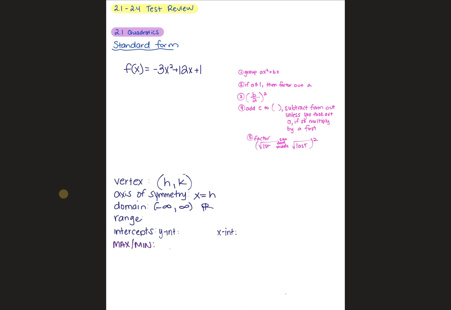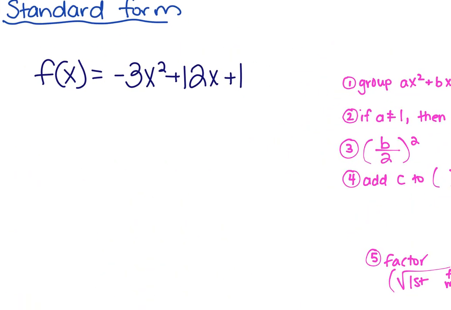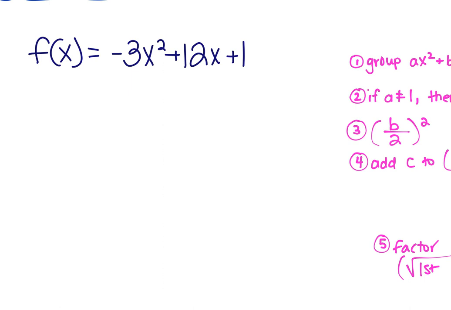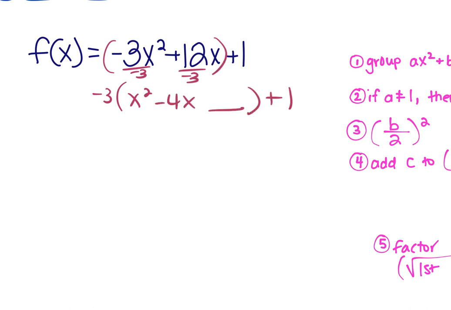I tried to give you one in your review that was yucky numbers, so you get a little bit more accustomed to it. For time purposes, this one goes in evenly, but the one on your PDF does not, okay? So remember that if there is a number on the front, you have to take it out. I'm going to first group these together. I'm going to take out that -3. The -3 is coming off of both of these terms. So x squared minus 4x, I'm going to leave this space because I'm going to fill it in, plus 1. Again, the one on your review has a fraction. So does the one on your test.